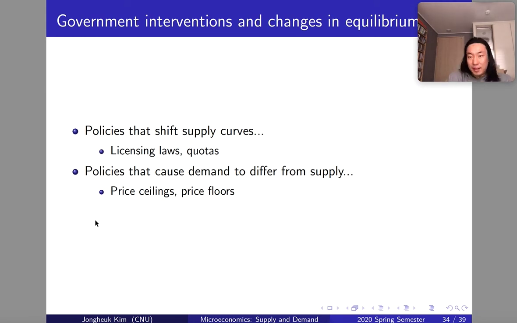So the government can intervene in the market with many policy tools. They can use licensing, they can use the law, or they can use other things. The result of government intervention will be either a price ceiling or a price floor. I think this is also part of the principles of microeconomics, so I'm pretty sure that all of you know about that.